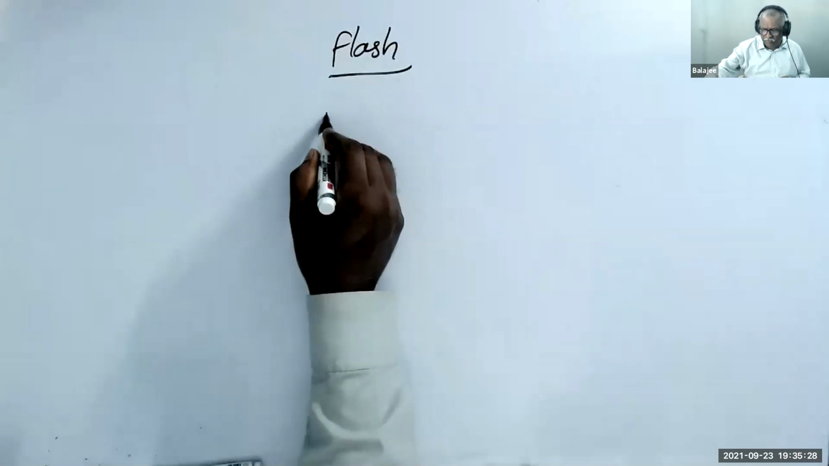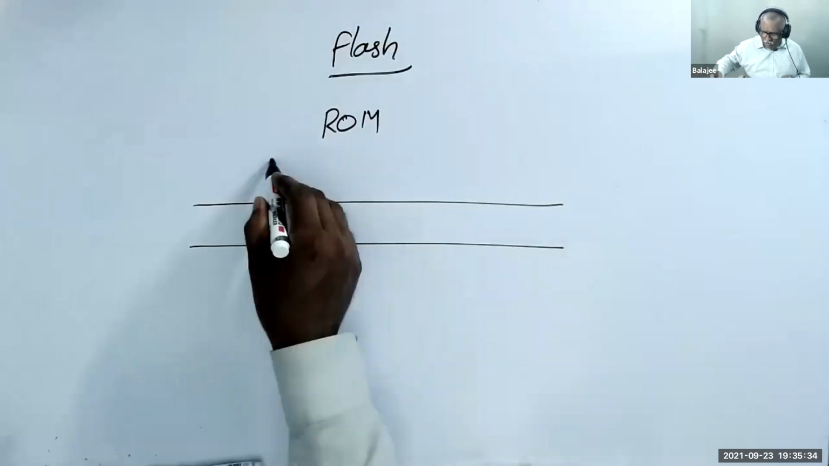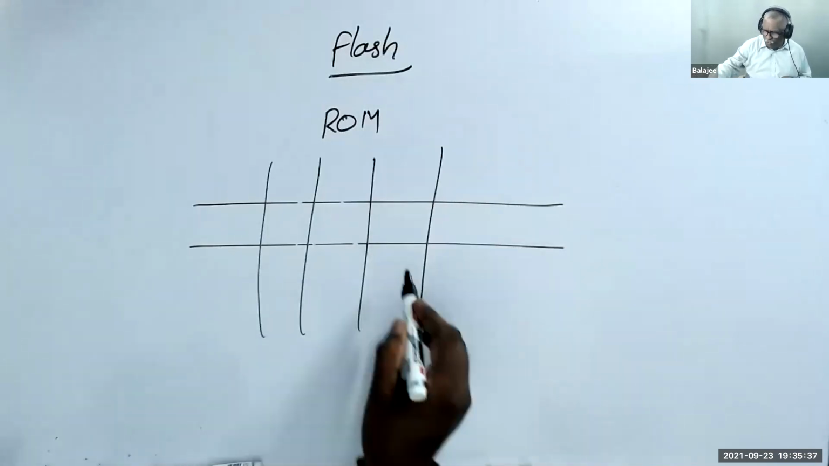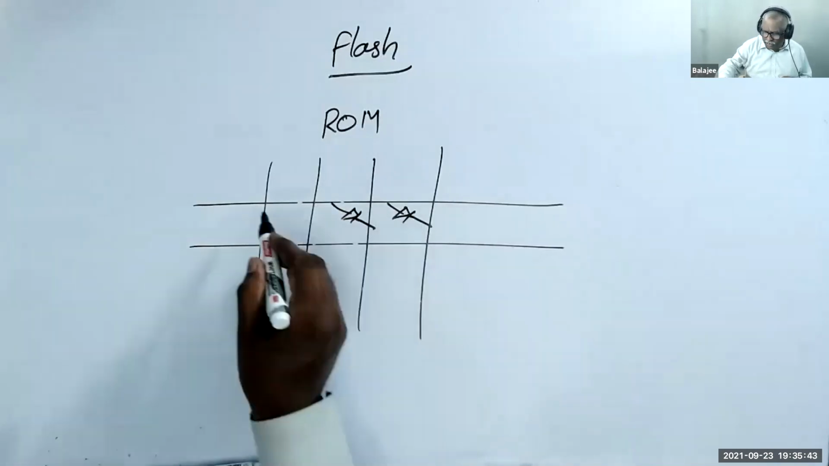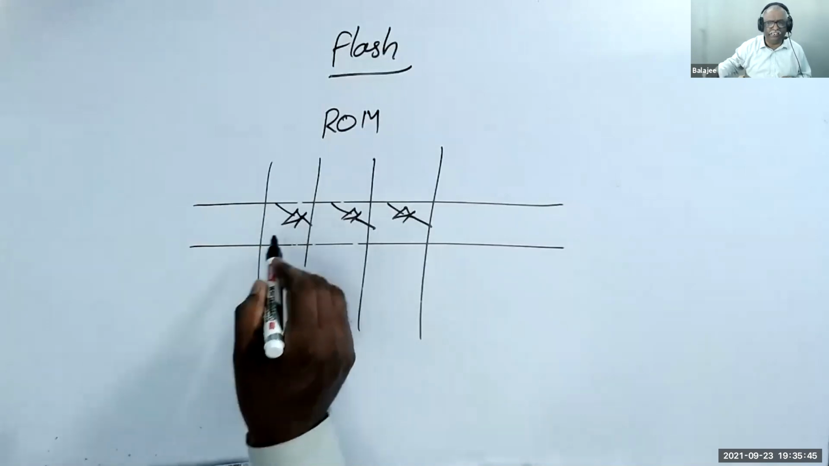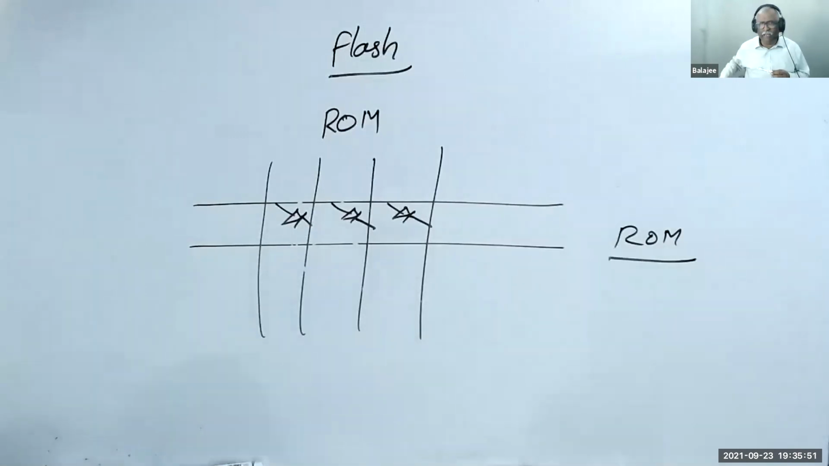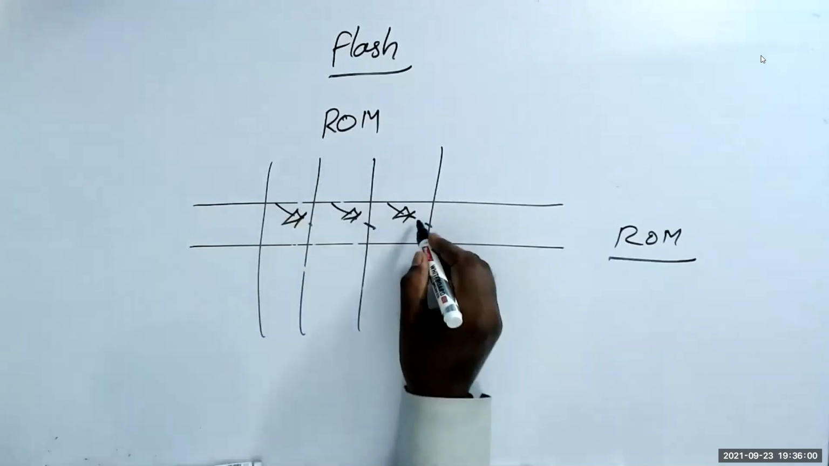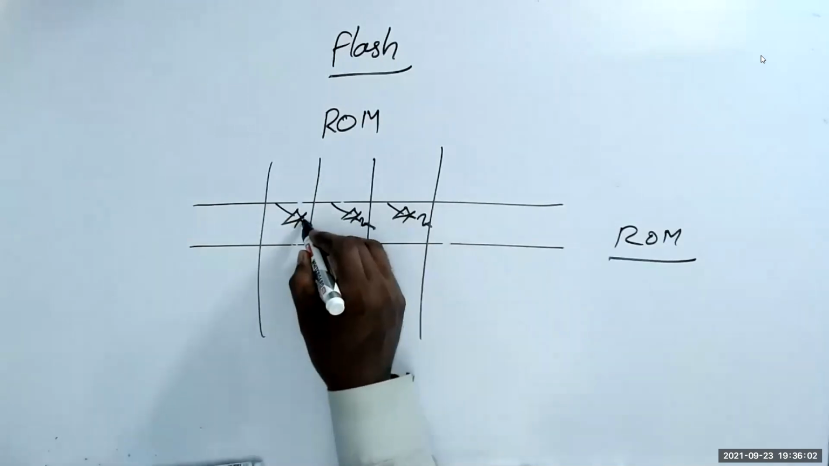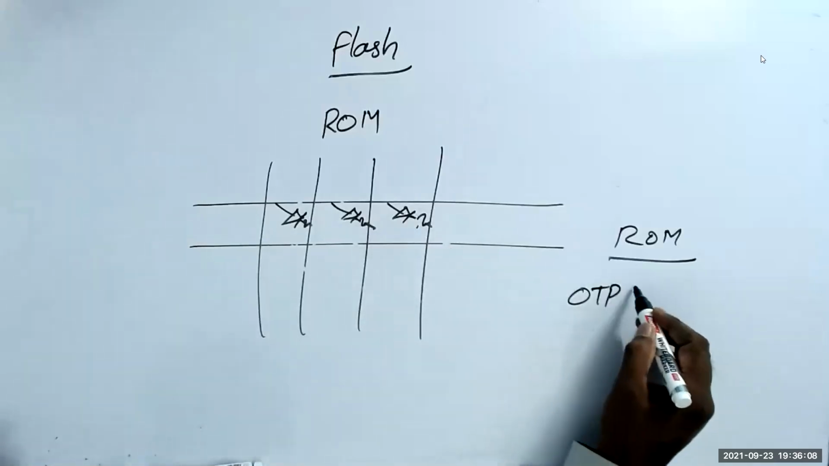And we discuss ROM initially. In the ROM, between rows and columns, we have diodes. These diodes are fixed by the manufacturer. You cannot change it. That's why it's called ROM, read-only memory. Okay. Later, they have added a fuse here. The fuse can be removed, but you cannot add it. That is called OTP, one-time programmable ROM.